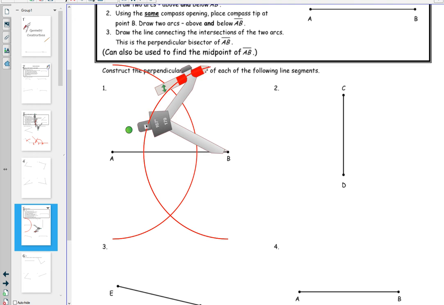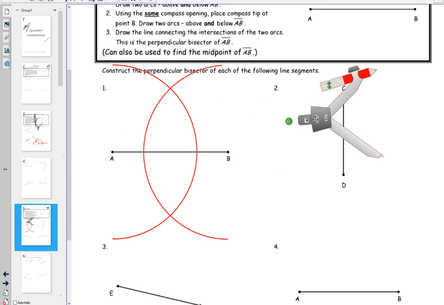Why is this thing not going anymore? There you go. Wait, what do we start off with? Start off at A and open it up enough that you feel you have to at least go beyond halfway. You're not trying to measure exactly half, just until you feel comfortable that you've gone more than halfway. How many intersections do I see?